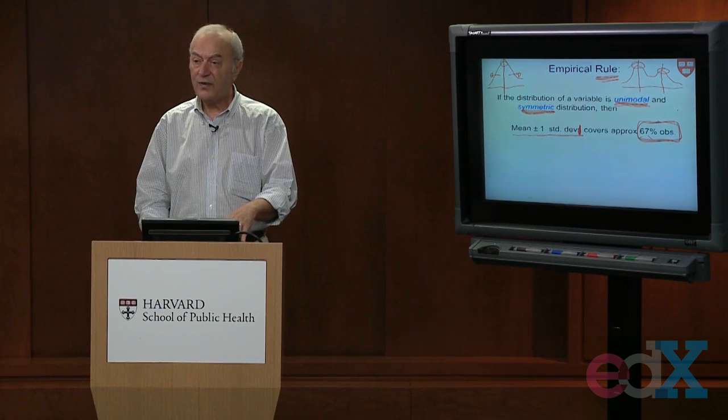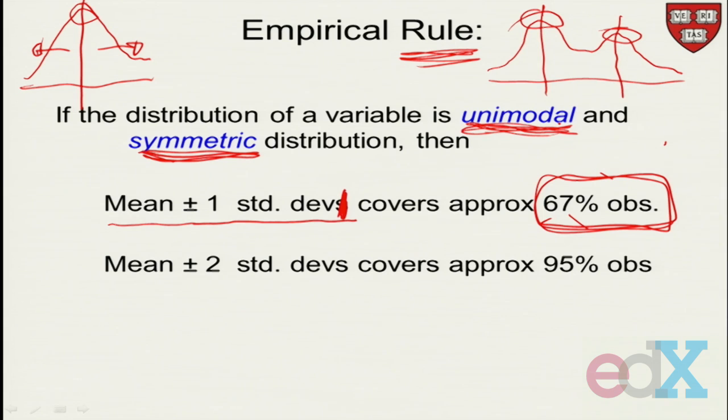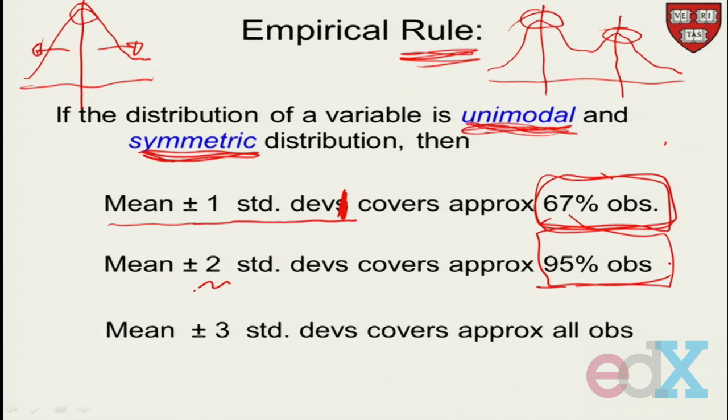And if we want to be a little bit more expansive, we could say mean plus or minus 2 standard deviations. And that will capture 95% of the observations. Mean plus or minus 3 standard deviations will capture all the observations. All right? Mean plus or minus 3 standard deviations.